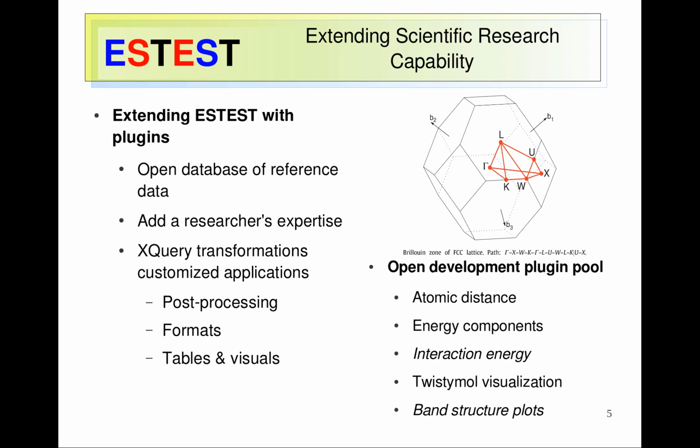Interaction energy is a plugin that calculates the energy difference in binding between a compound and its unbound components. We use a set of ordered URXML document triplets that record the total energy of the compound and its two components to calculate the interaction energy.